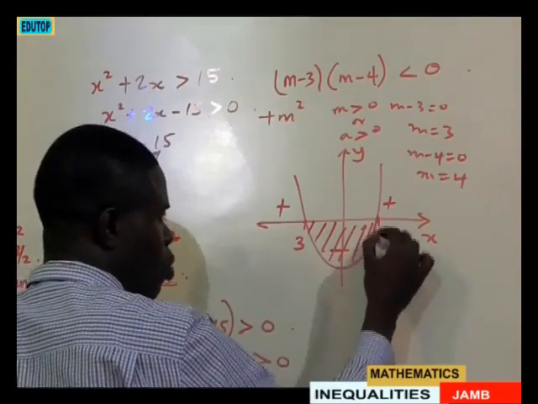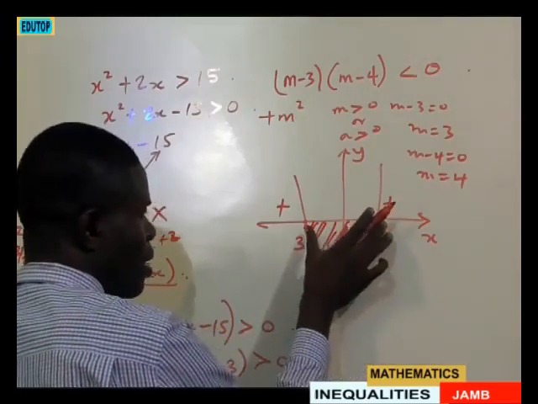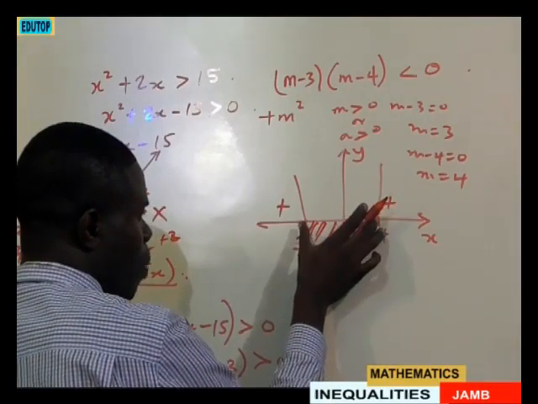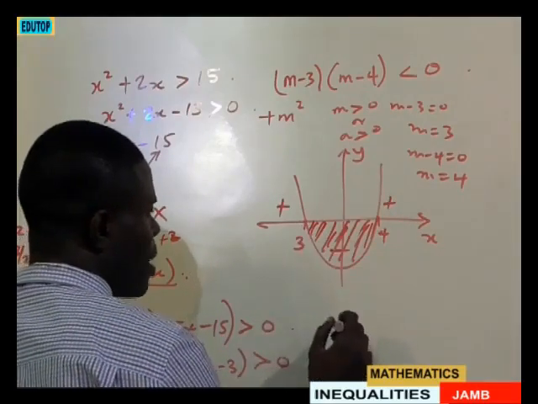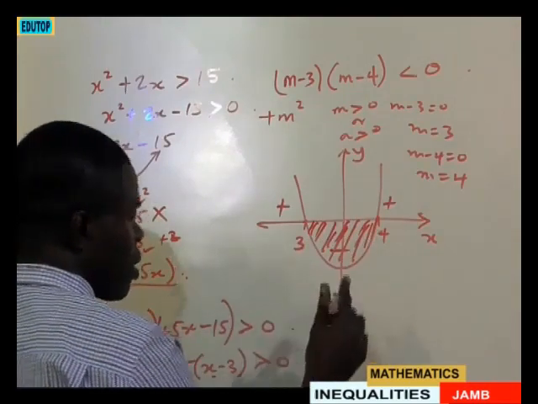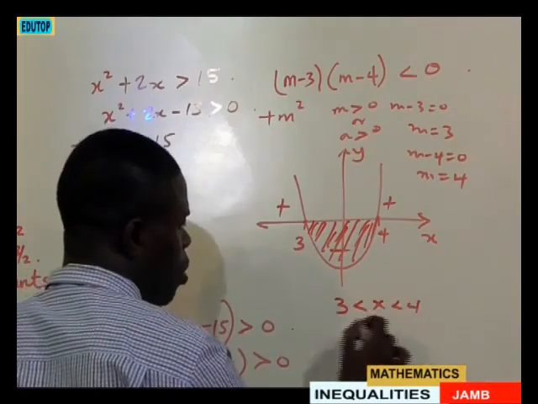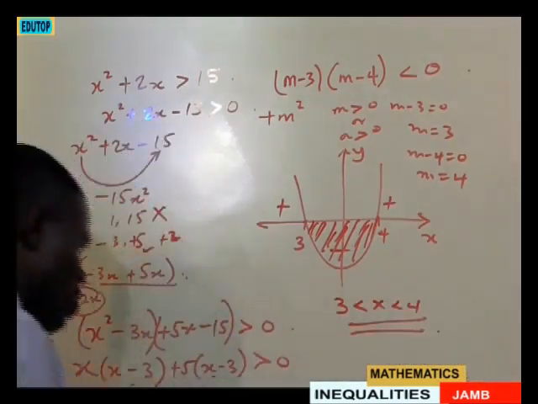So by the time we shade this, we realize that the 2 points are what? Convergent, they are meeting. You can see them. The 2 points are meeting. So if the 2 points are meeting, that means x will lie between those 2 critical points. That means x will definitely lie between 3 and 4. So go to our option and see the one that matches this.